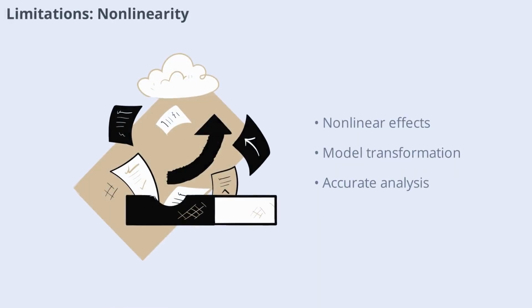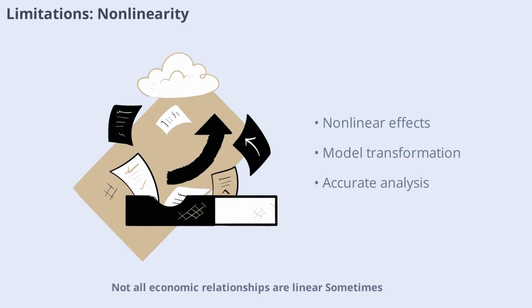Not all economic relationships are linear. Sometimes the effect of one variable on another changes at different levels. For example, the impact of advertising on sales might increase at first but then level off. In such cases, economists use nonlinear models or transform variables to better capture the relationship. Recognizing when linear models are insufficient is crucial for accurate analysis.